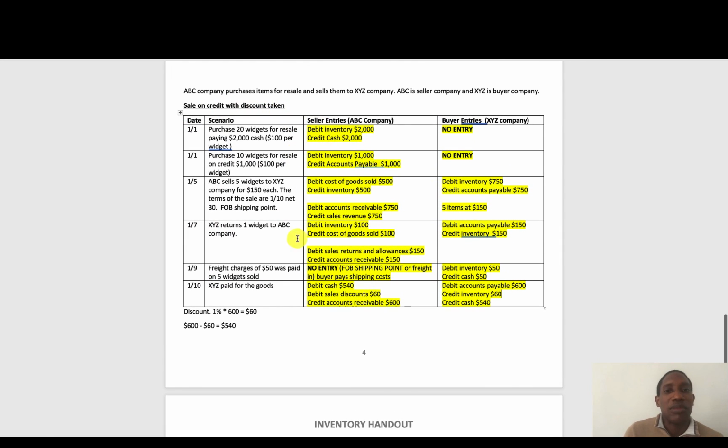whenever you have a sale on credit with discount taken. And I broke this up into a couple of videos because when I first did it, it was such a long video. But you really need to understand this. If you can understand this, then the others are really simple. But make sure you understand the seller entries and then how they affect the buyer.